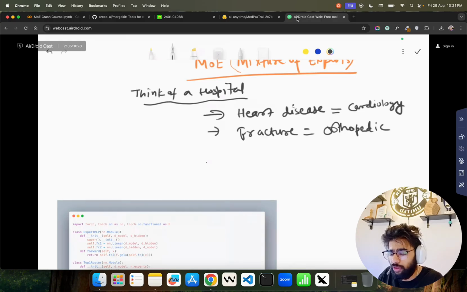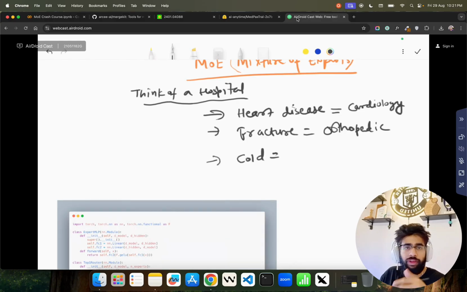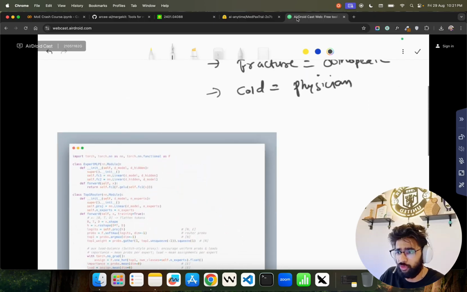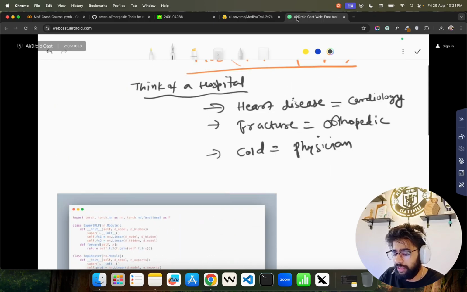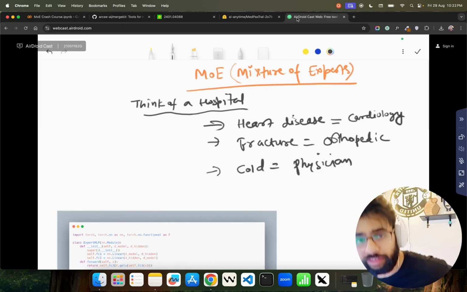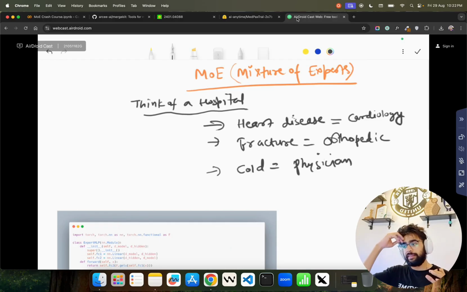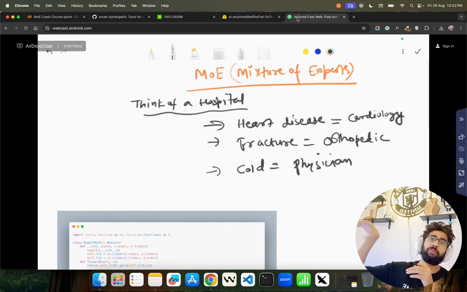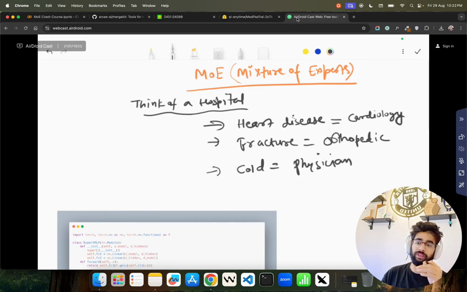Or let's say somebody has a cold or a viral fever, because currently we have been seeing a lot of viral fever issues in India and South Asian countries because of the weather and the climate. So if it's a cold, then you will just visit a physician, right? I will come to code in a little bit. I also have a code snippet to explain each and everything. But think of MoEs like this: instead of one doctor knowing everything superficially, the treatment is better when each expert handles their own speciality. So that is very similar, right?